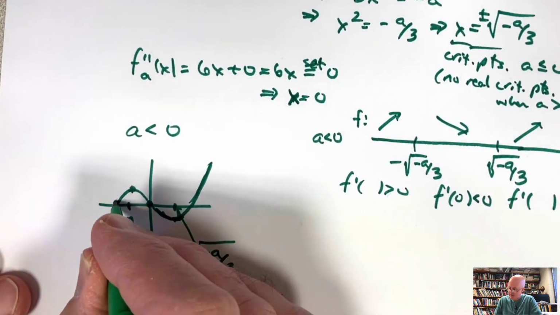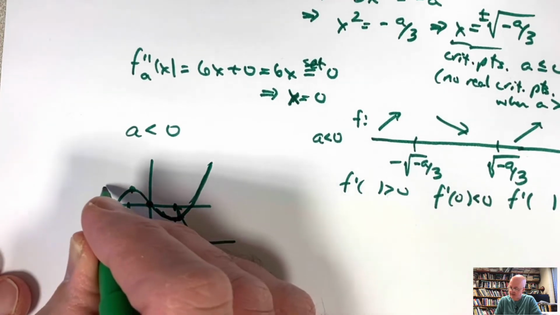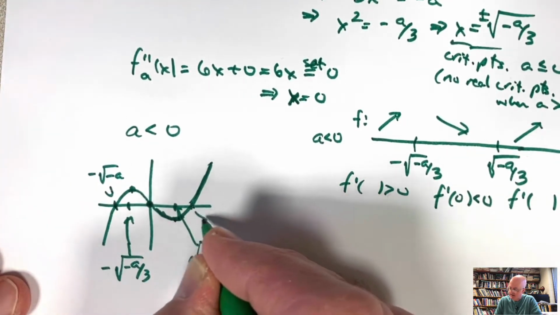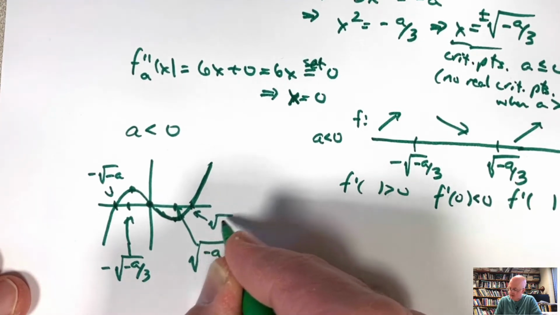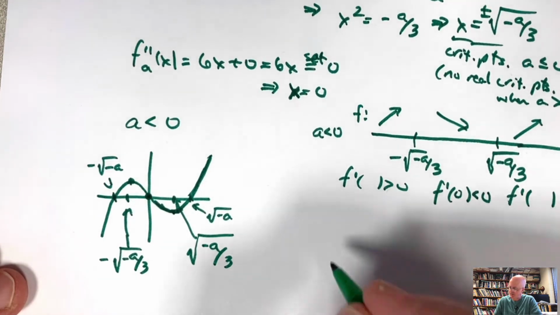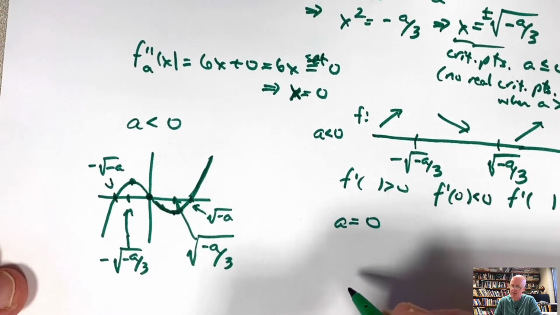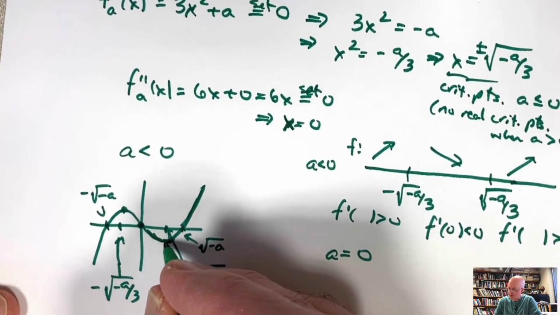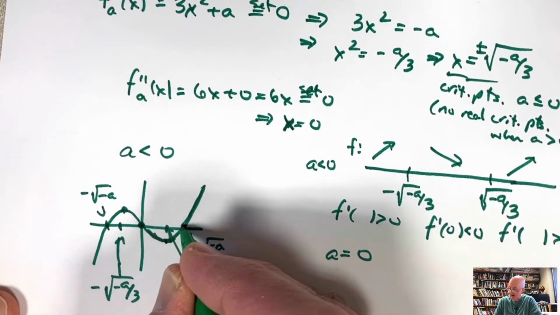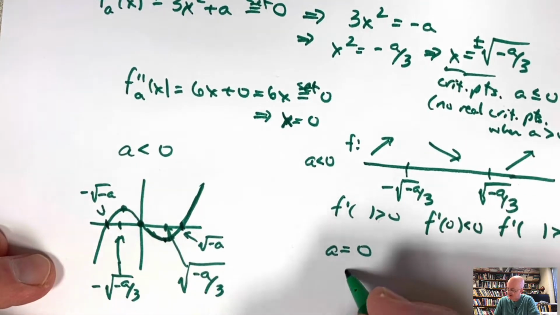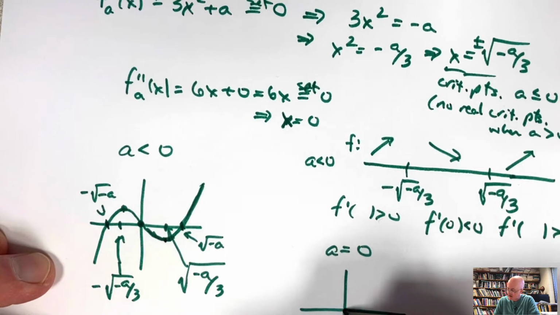The x-intercepts are at 0, where the inflection point is, and this point is negative square root of negative a, and this point right there is positive square root of negative a. What's going to happen as a increases to 0? In the case where a equals 0, the function is just x cubed. These critical points, and in fact the x-intercepts, are all going to merge toward the origin. When a is 0, the graph is the graph of x cubed, like that.